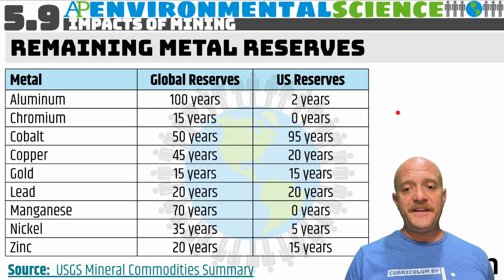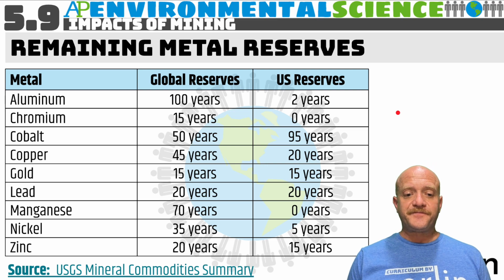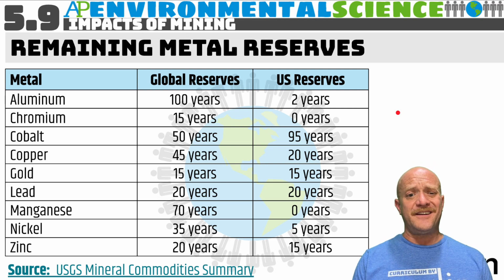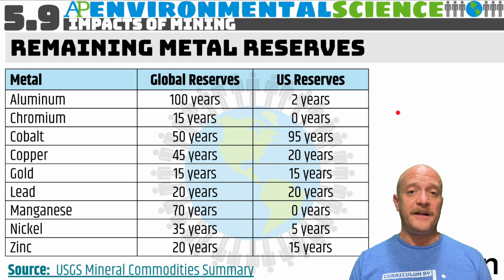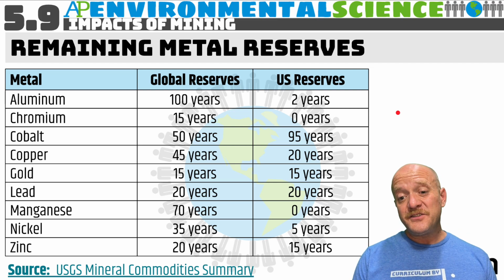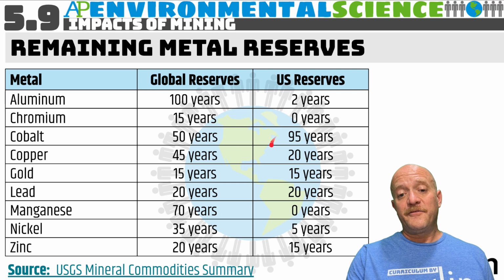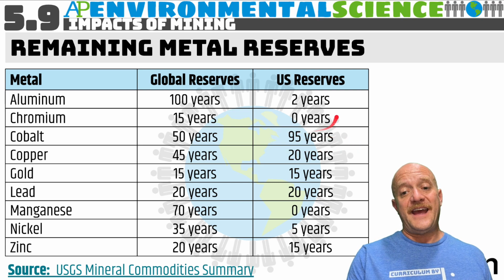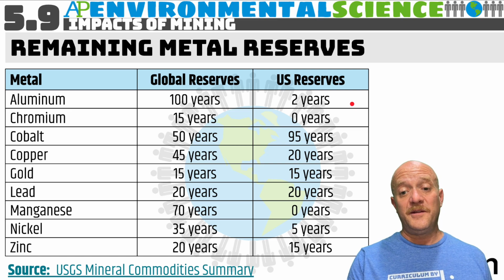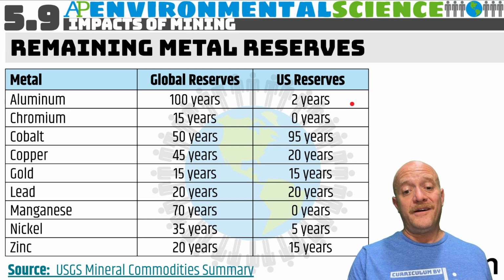So these are some of the reserves that we have globally and in the United States. You're not required to have these numbers memorized, and I wouldn't even pay that much attention to them. Just understand that the United States has a lot of reserves of some minerals and no reserves of other minerals. We have exhausted our aluminum reserves, and globally we are running out of a lot of these metals.